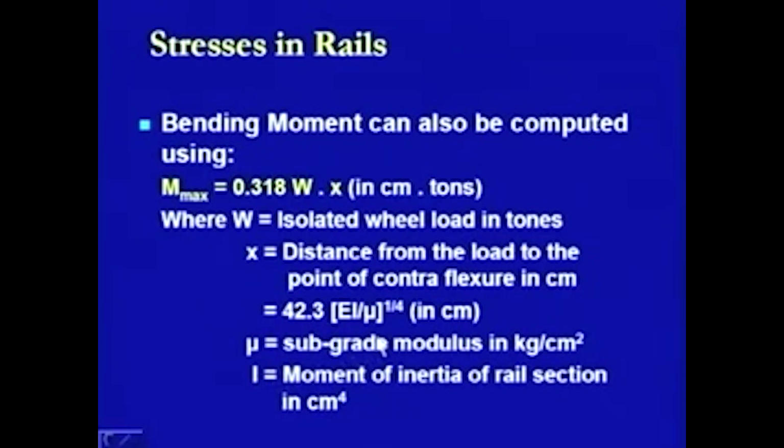Here the value of I is the moment of inertia of the rail section in centimeter to the fourth. We have to look at the units we are working with. So, here the bending moment is given in ton centimeters.